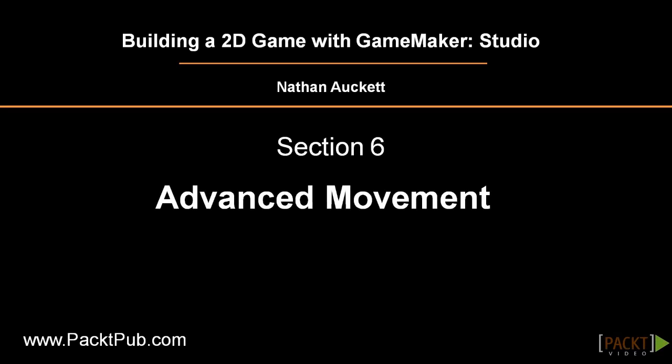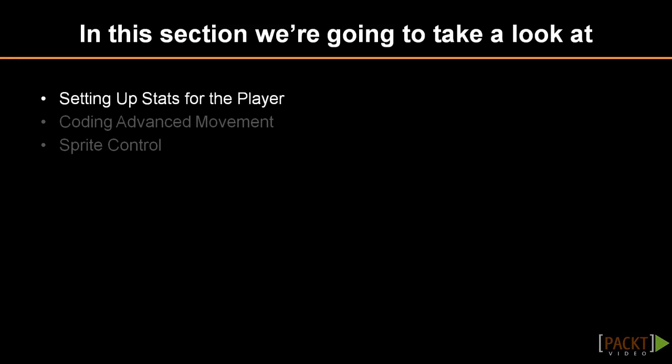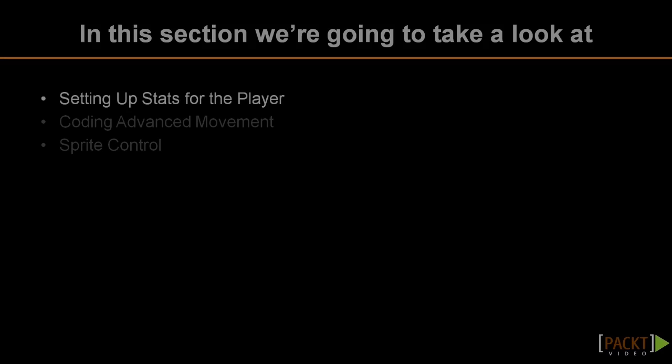In this section, we will begin creating advanced movement for our platforming game. All the code will be explained as it is written, and it should be easy enough to understand if you have watched the previous topics. In this topic, we will begin by setting up the required variables for use in the game. These variables will provide the main stats for the player object and allow us to edit things easily later on.